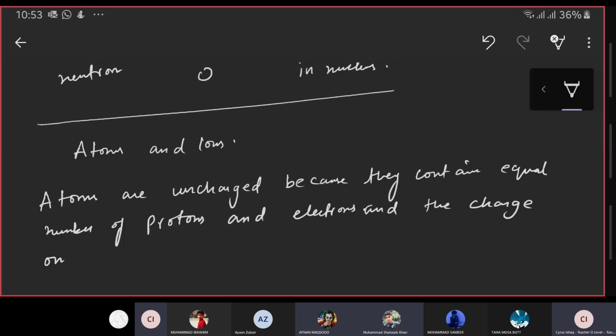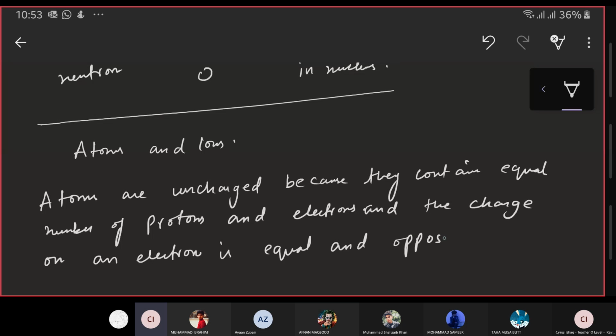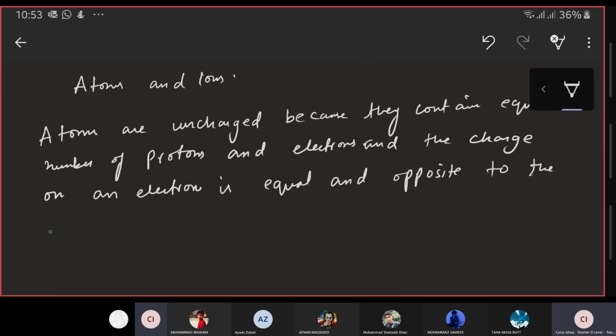So atoms are uncharged because they contain equal number of protons and electrons, and the charge on an electron is equal and opposite to the charge on a proton.